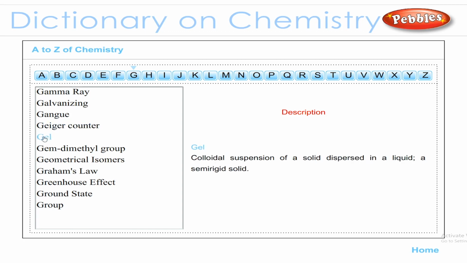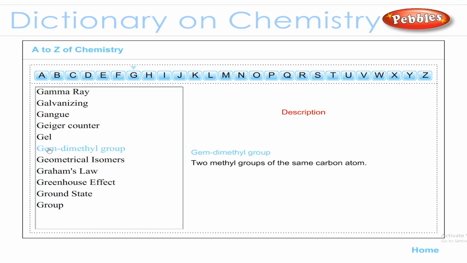Gel. Colloidal suspension of a solid dispersed in a liquid, a semi-rigid solid. Gem-dimethyl group. Two methyl groups on the same carbon atom.